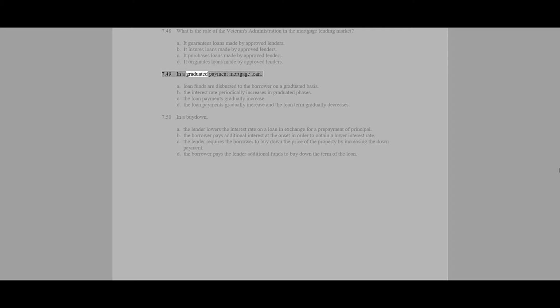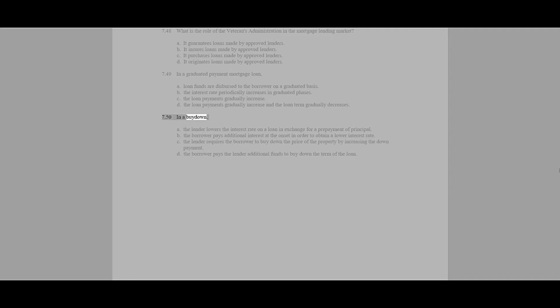7.49 In a graduated payment mortgage loan, A. Loan funds are disbursed to the borrower on a graduated basis. B. The interest rate periodically increases in graduated phases. C. The loan payments gradually increase. D. The loan payments gradually increase and the loan term gradually decreases.